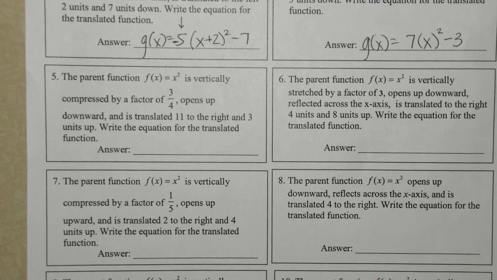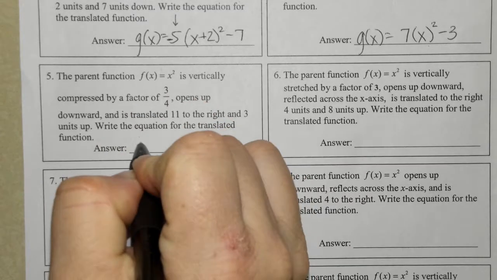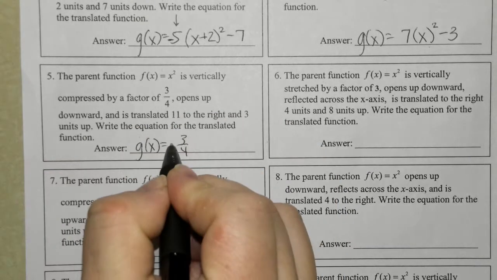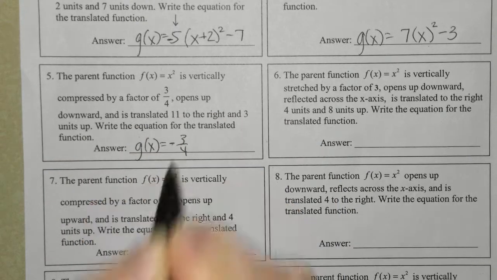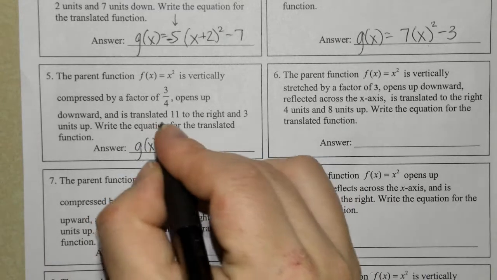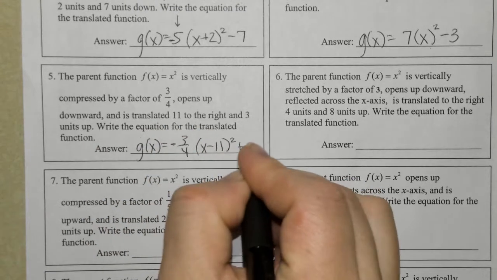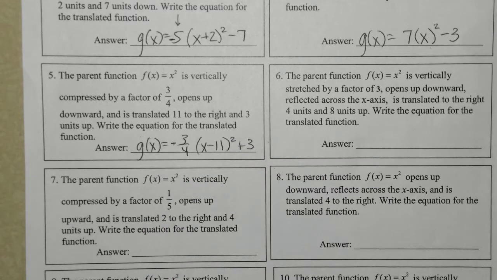Number 5, it's vertically compressed by a factor of 3/4. Opens downwards, which means it's reflected across the x-axis, denoted with a negative sign in front. Translate 11 units to the right. Opposite on the inside, and 3 up. Tells the truth on the outside.